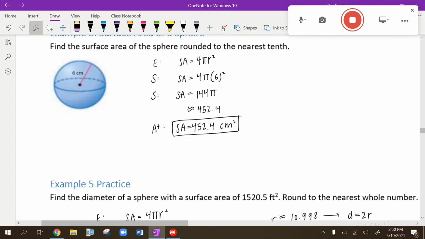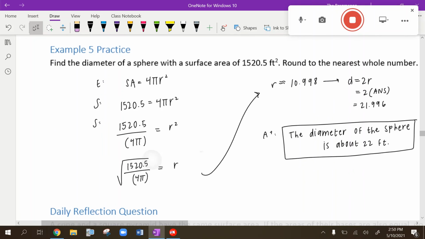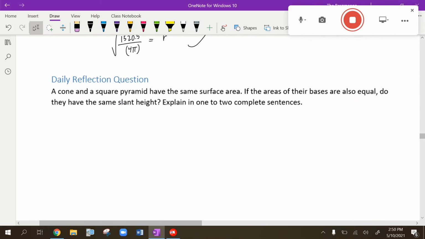Okay, I want you to try the practice problem shown below. Here's the correct answer. And finally, I want you to reflect on this question. It says, a cone and a square pyramid have the same surface area. If the areas of their bases are also equal, do they have the same slant height? Explain your thinking in 1 to 2 complete sentences. Drawing a picture will probably help you out here.